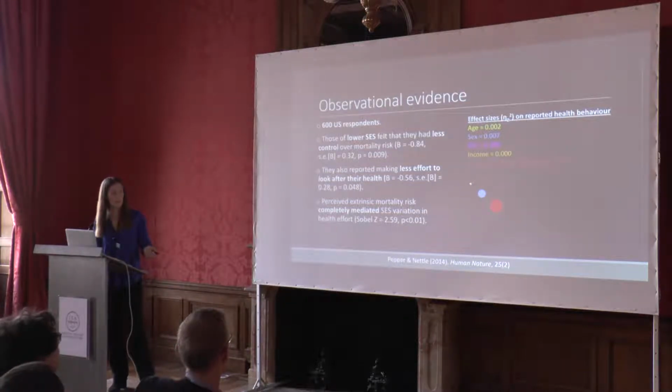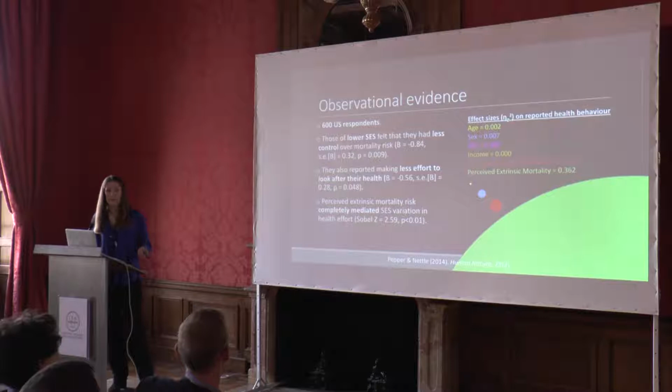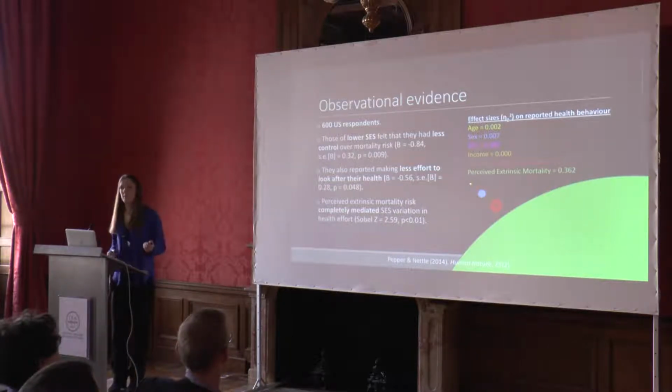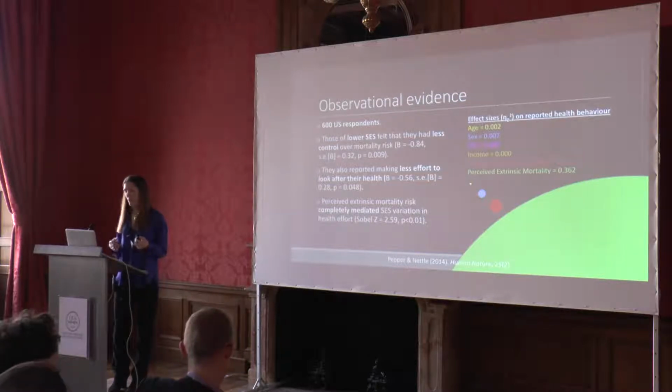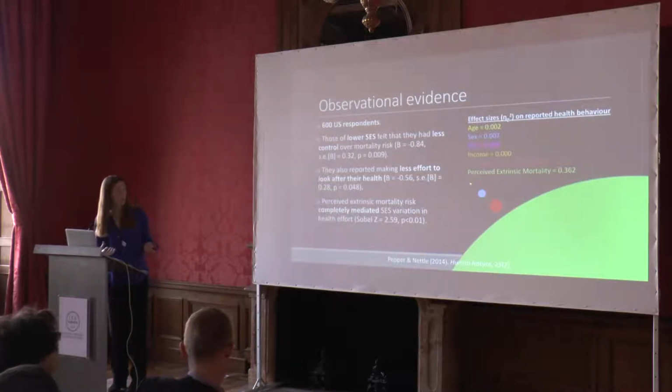Perceived intrinsic mortality risk had a tiny effect there again. But extrinsic mortality risk, that perception that there is something beyond your control that might kill you, that you can do nothing about with health behaviour, was an enormous factor in predicting health effort in this particular set of people. But this was an opportunity sample.